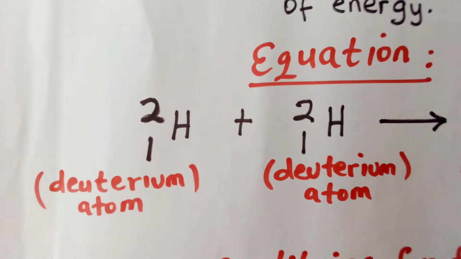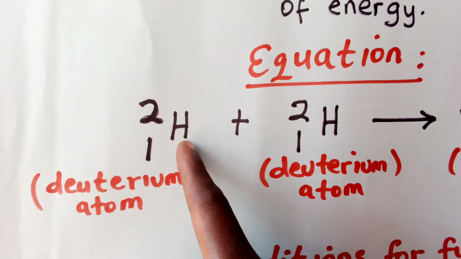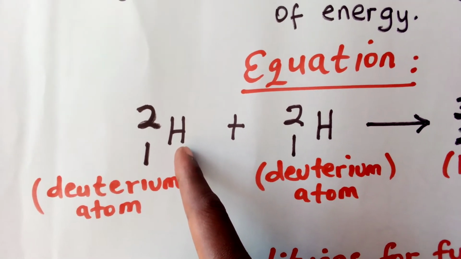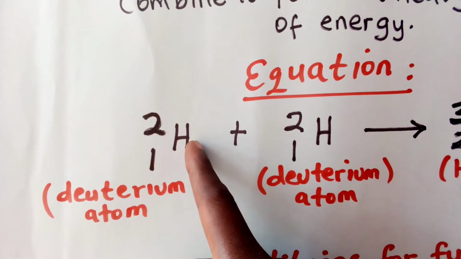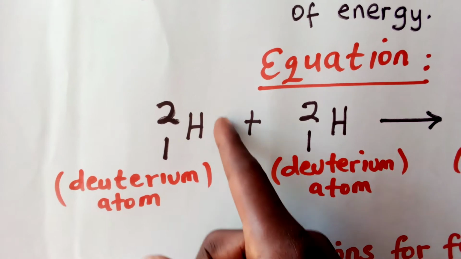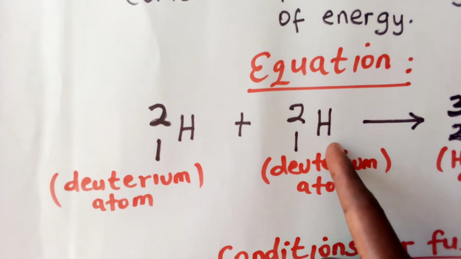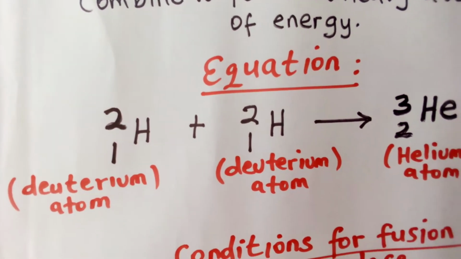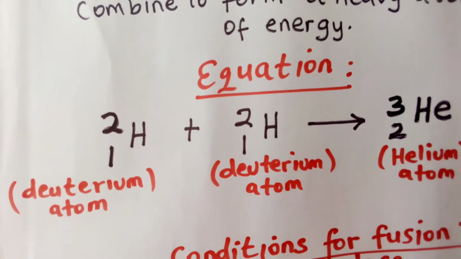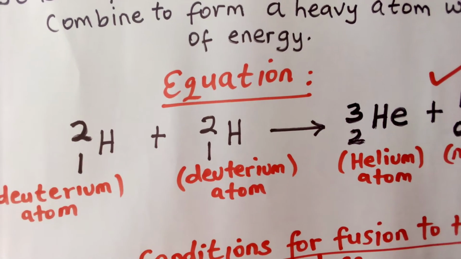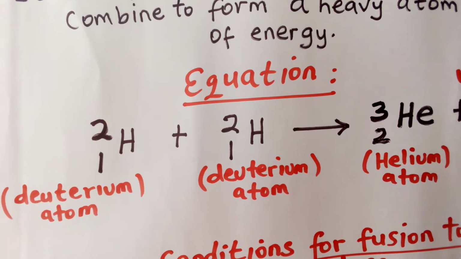Now, when we look at the equation, you realize that from our knowledge of chemistry, H is a chemical symbol which represents hydrogen. So when you look at this and this, they are the same. This is a hydrogen atom, this is also a hydrogen atom. Now hydrogen, sometime back we talked about isotopes. And we said isotopes are atoms of the same element with the same atomic number but different mass numbers.